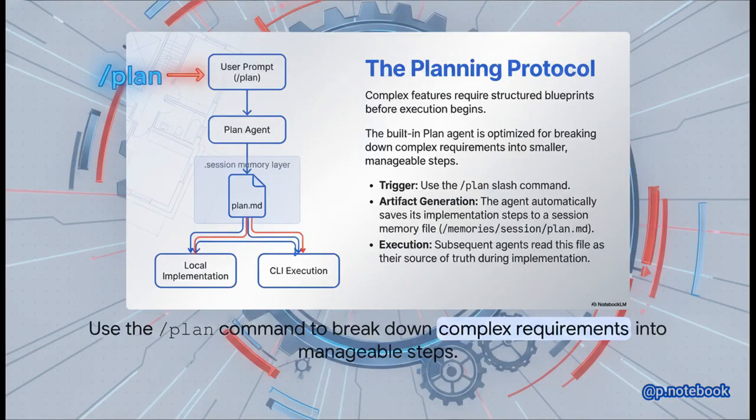You wouldn't build a house without a blueprint, right? Well, for any complex feature, you need a plan. And you can do that just by using the /plan command. A specialized plan agent will actually take your high-level idea and break it down into a super detailed step-by-step blueprint. It saves this plan to a file, and that file becomes the single source of truth for all the other agents to follow. Pretty cool, huh?